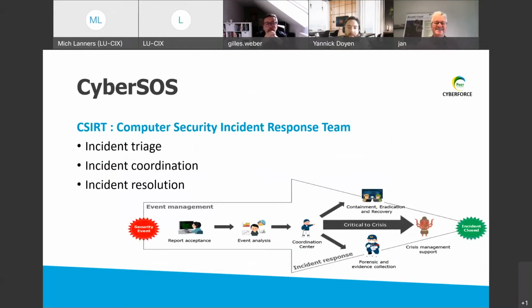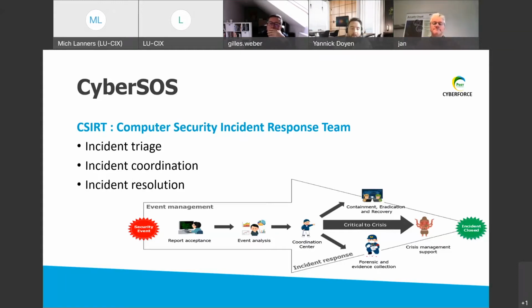The CCIRT Post Cyberforce helps teams inside the constituency having an incident response capability to handle the technical and organizational aspects of incidents. In particular, it will provide assistance or advice with respect to the following aspects of incident management. The main activity of Post CCIRT is to provide reactive services, and at Post, this is called Cyber SOS.